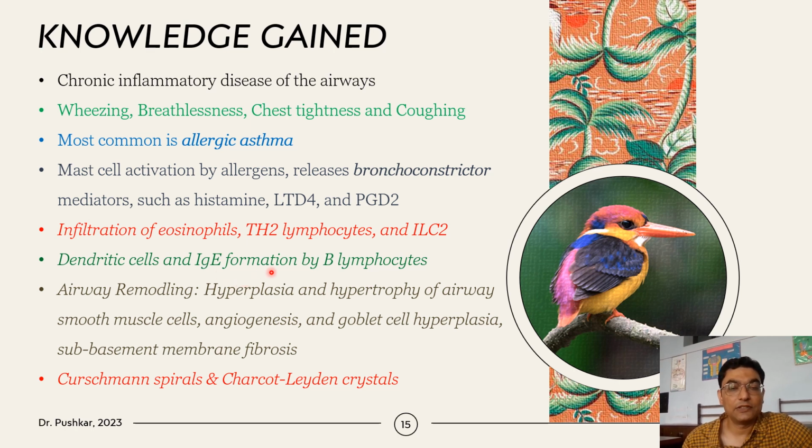All this leads to the late phase reaction, and there is involvement of dendritic cells and IgE formation. All this leads to airway remodeling, that is, morphological changes such as hyperplasia and hypertrophy of airway smooth muscle cells. There is angiogenesis. There is goblet cell hyperplasia. So a lot of mucus secretion is there, as well as sub-basement membrane fibrosis, as well as formation of Curschmann spirals and Charcot-Leyden crystals.